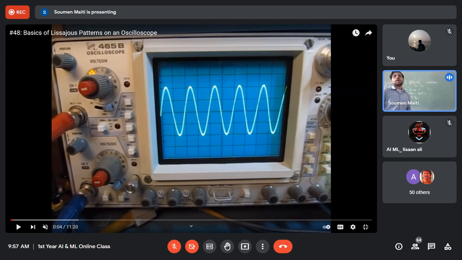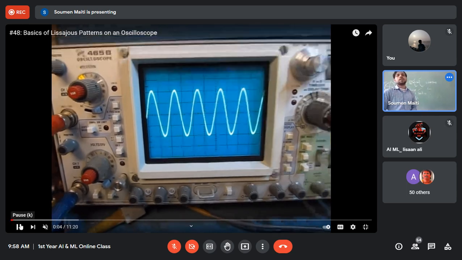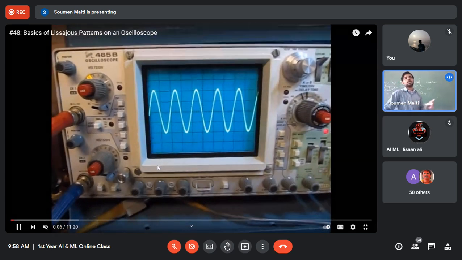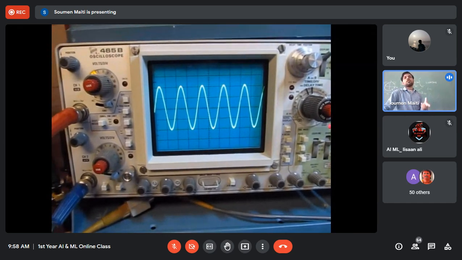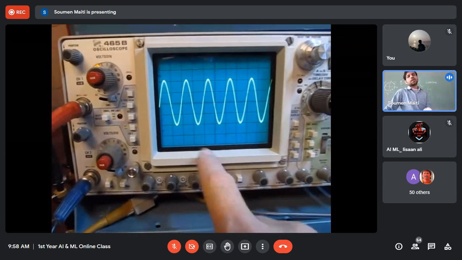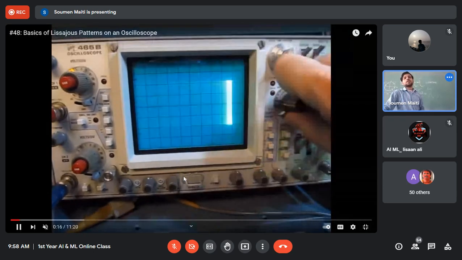You can consider there is a button called X and Y. If you consider this one as X and this one as Y, or vice versa, there is also a single XY button. If you probe the X and Y both at a time, they will give this pattern. Right now, if I move this, look at this: this is the sinusoidal wave, a sine wave. You can also go for the triangular wave and all these kinds of waves.